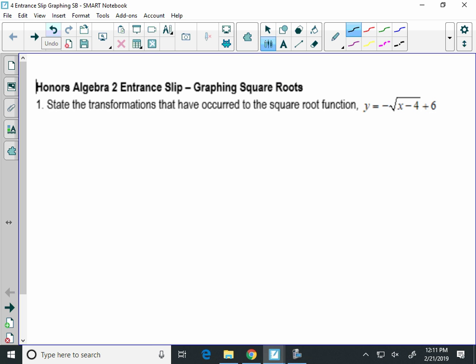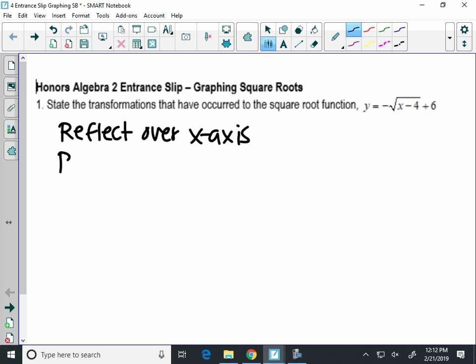Here, what does that minus out in front do to the graph? Reflect over the x-axis. So just like with quadratics, it's the same rule there. What about the minus 4 under the radical? What direction is the minus? Yeah, right 4, and then the plus 6? Up 6. Okay, so that's pretty straightforward, yes? You can just list the transformations.